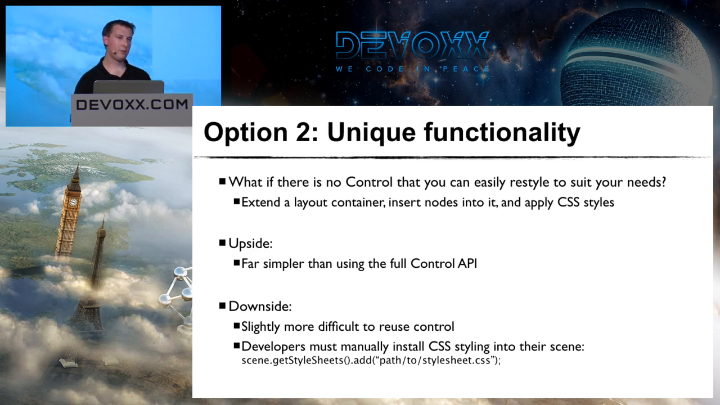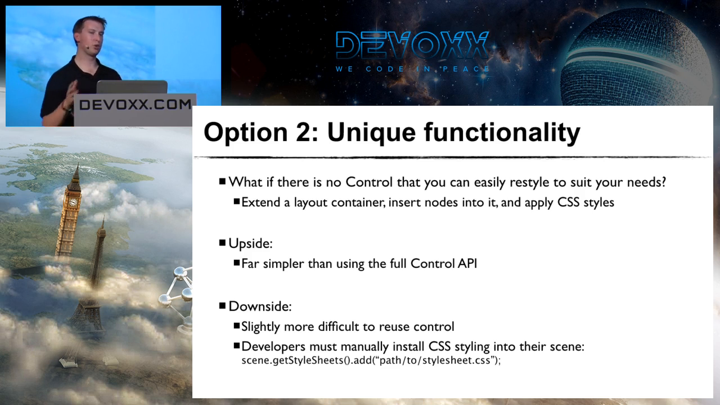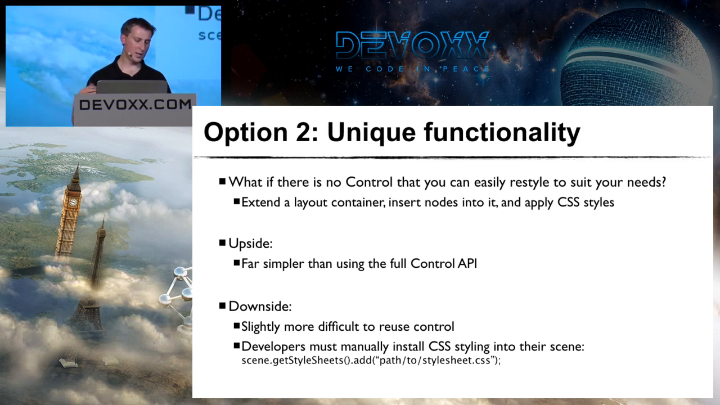But if what you're wanting to do isn't just the functionality that we already offer, the next step up is to do the option 2 approach, which is basically to extend the layout container, put the nodes into it, and then lay them out and style them using CSS. So the upside of this approach is actually far simpler than the third approach. Downside of this approach is that it's slightly harder to reuse this kind of control.